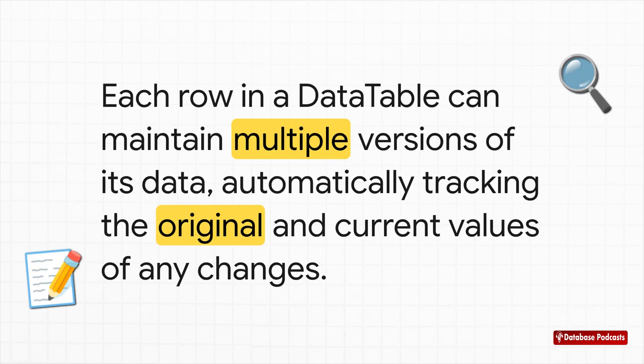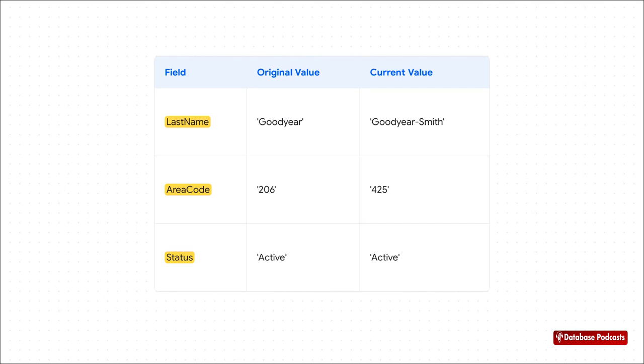And this is arguably the most powerful feature of the dataset. As you change the data, it automatically keeps track of every single thing you do. It doesn't just overwrite the old values. It actually maintains multiple versions of the data for each row. Take a look at this, for example. If you modify a row, the dataset knows the original value of a field, and it knows the current value you just changed it to. This version tracking is the magic that allows the data adapter to later generate the correct update statements to save your work. It knows exactly what's different.